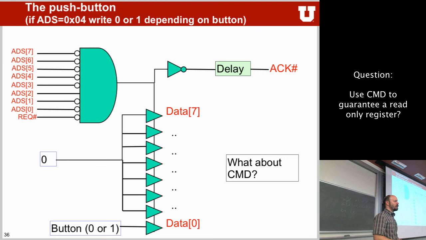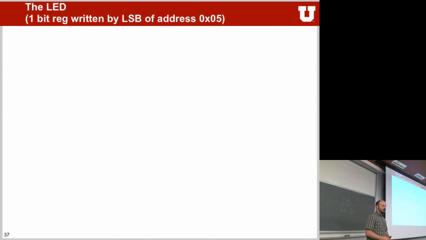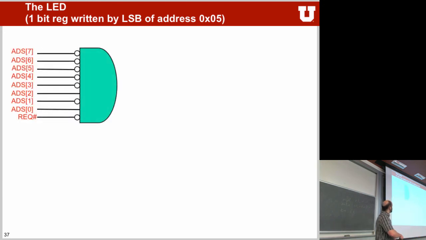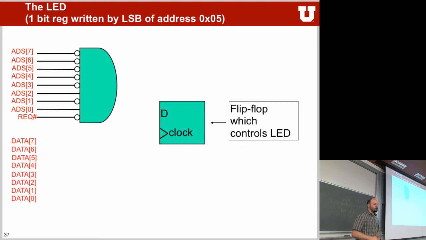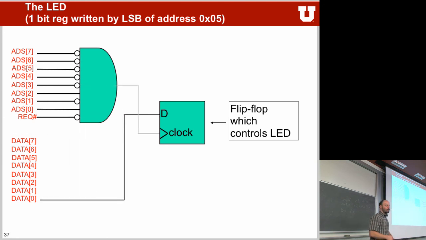Yes. Okay, LED. So this is now the other way around, when you actually write into the peripheral. Again, we have the address decoding with the request, and we have the data lines. This time they're on the left-hand side because they're actually being written from the initiator into the target. We have a D flip-flop that can drive the LED on the outside.